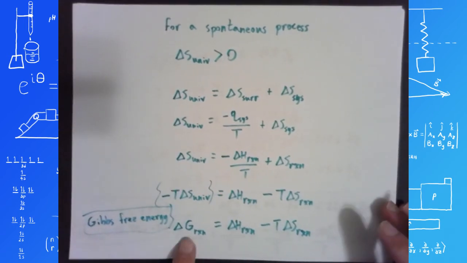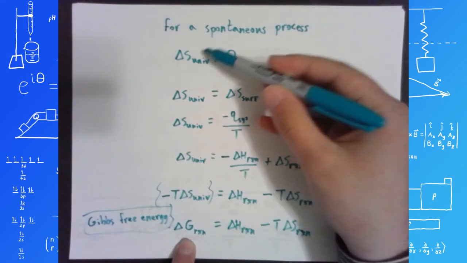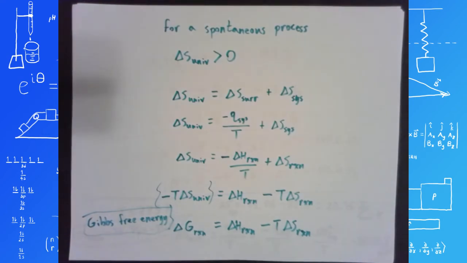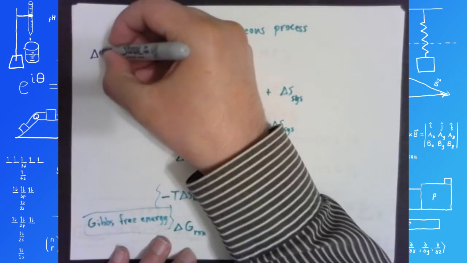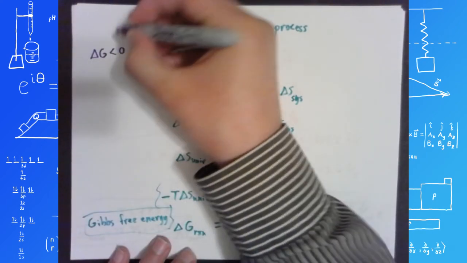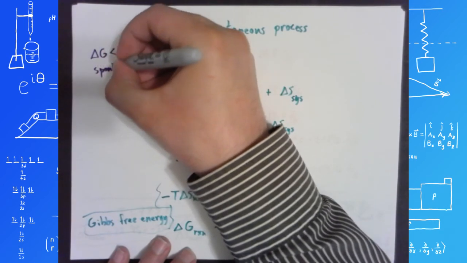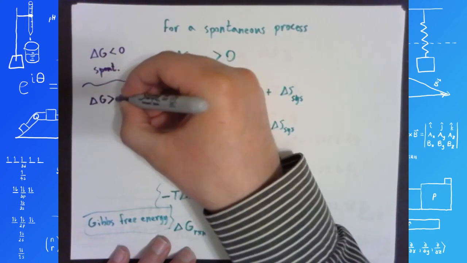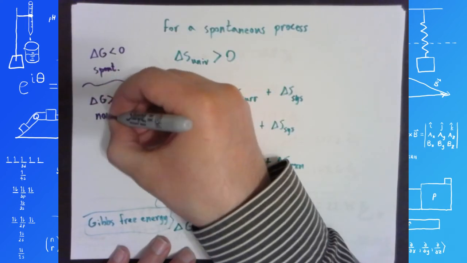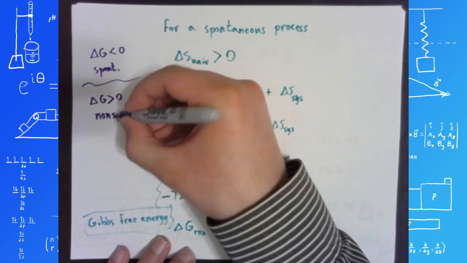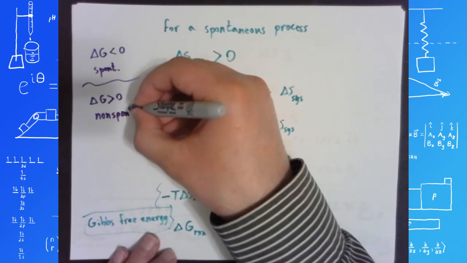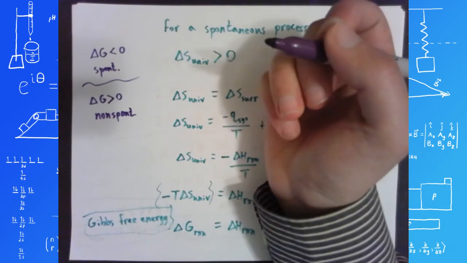And yeah, delta G has to be negative whenever delta S universe is positive, and positive whenever delta S universe is negative. So for a spontaneous process, delta G less than 0 means spontaneous, and delta G greater than 0 means non-spontaneous. And delta G equal to 0 means, well, neither spontaneous nor non-spontaneous. There's just no process that occurs.